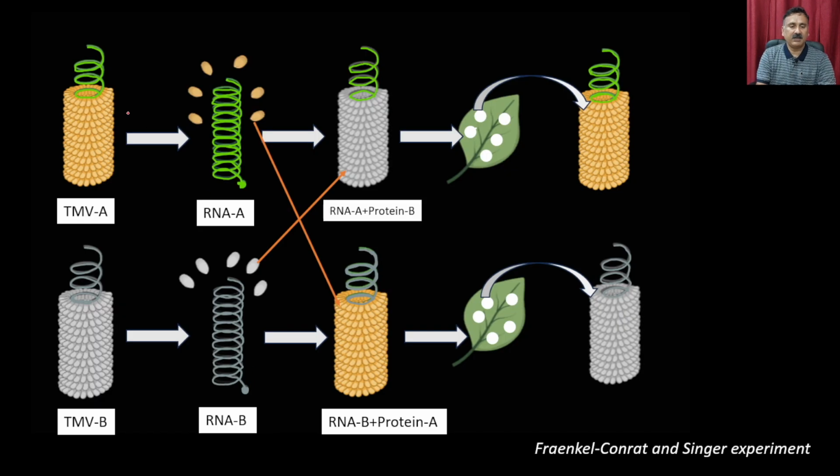So what these people have done is they have isolated the RNA from two different types of TMV viruses, like TMV-A and TMV-B, and when they mixed them together, they found that hybrid viruses were being produced.